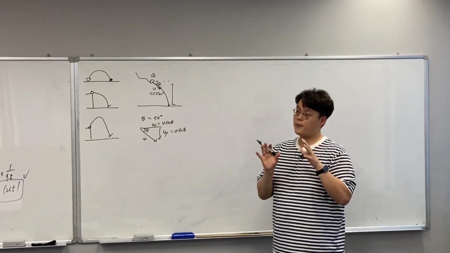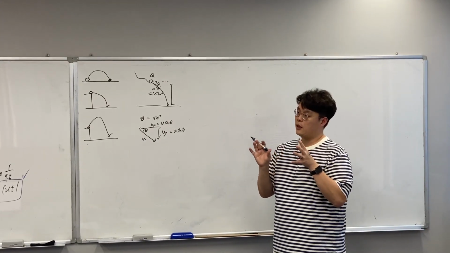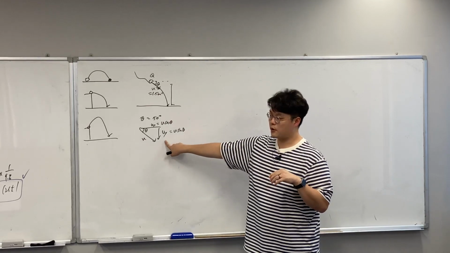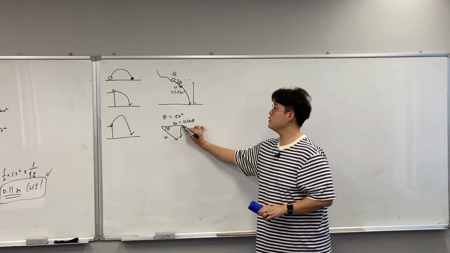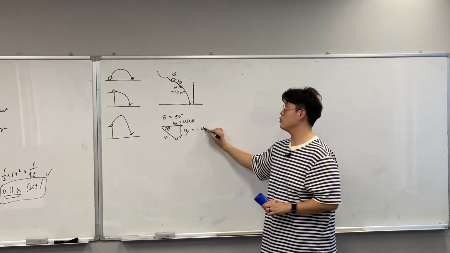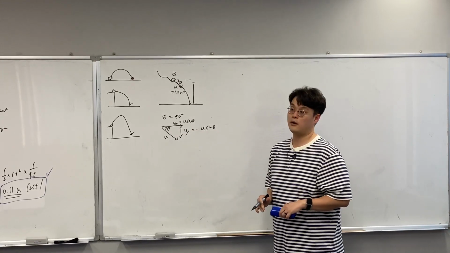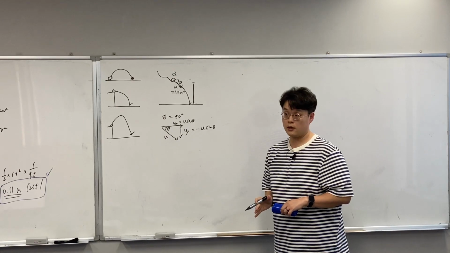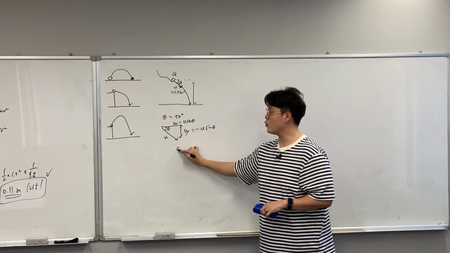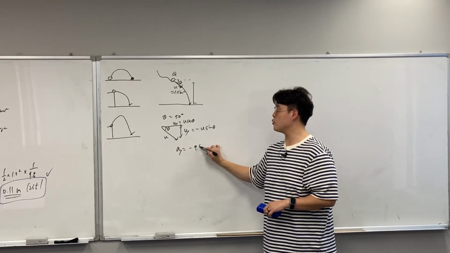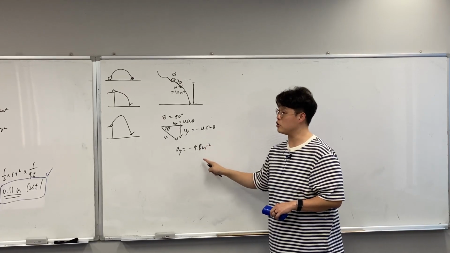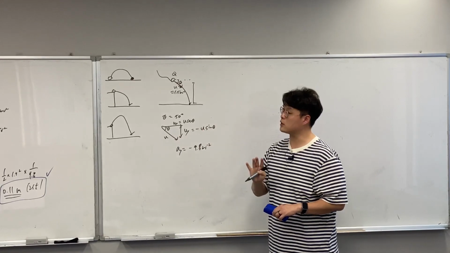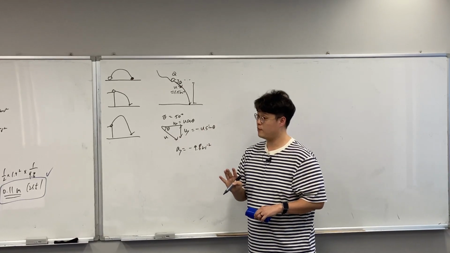But one thing about this: if you have a downward direction here, you should know this must be the negative u sin theta. Does it make sense? Because what we're going to take here is we take ay to be minus 9.8 meters per second squared. You're going to match that direction too. If you put it in the positive, you won't get the same answer as me. Does it make sense? Okay.